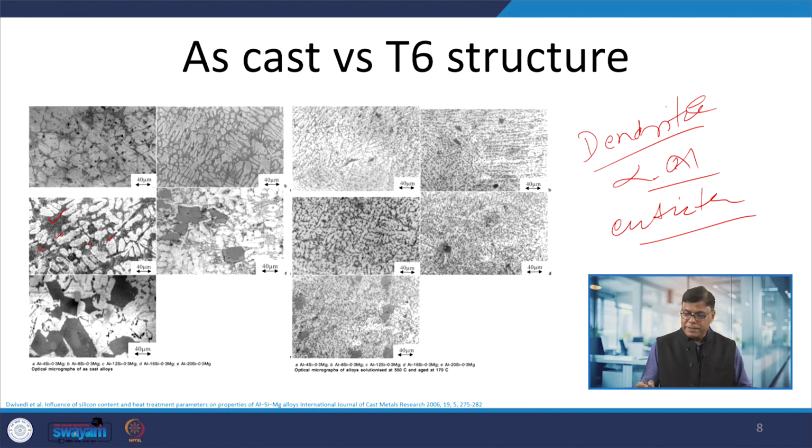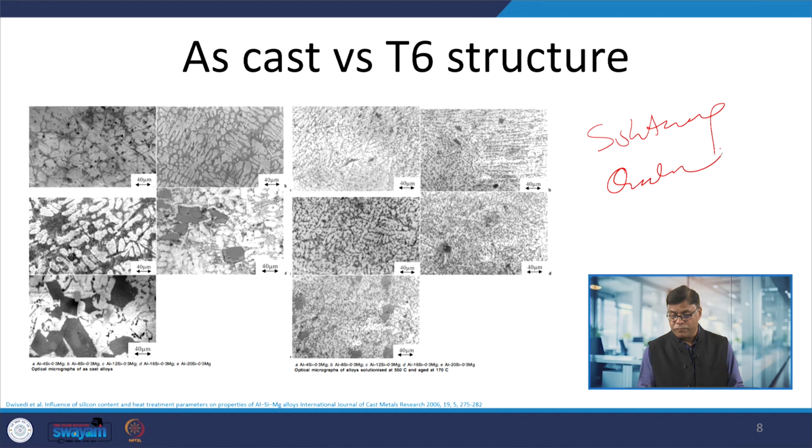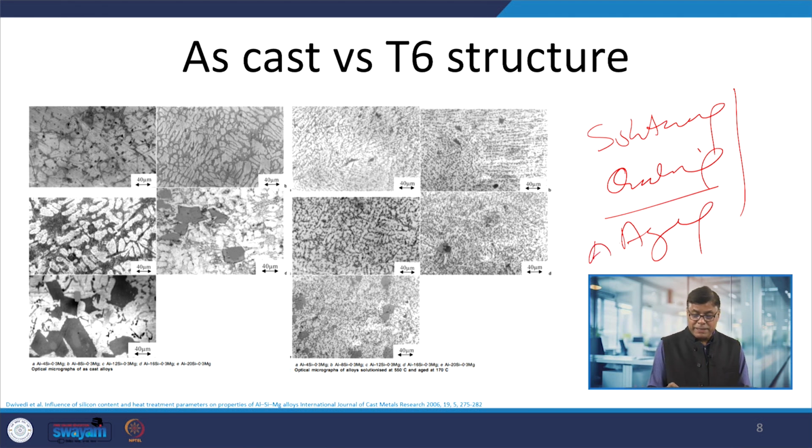Okay. So, this is a typical cast structure, but when this alloy is subjected to the T6 heat treatment, it means it is exposed to solutionizing followed by quenching and then aging. So, artificial aging basically, because this is T6. What does it result in? The eutectic is broken down into a fine spherical shape mixture. The dendritic structure is also broken down and we have the aluminum matrix.